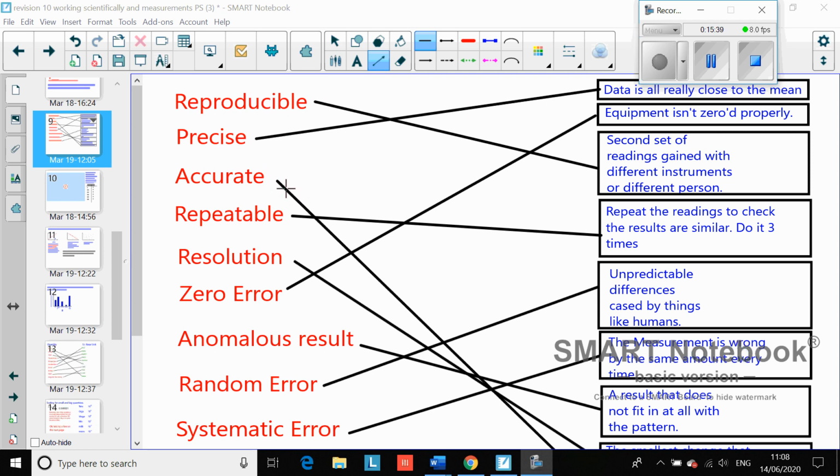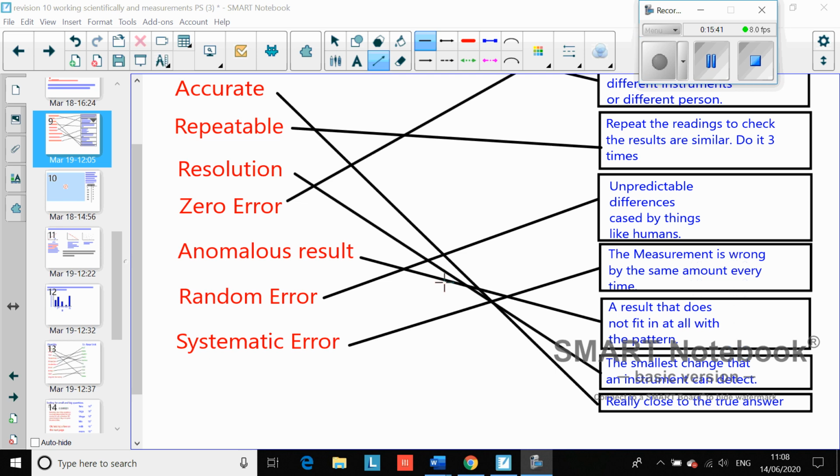Accurate. Now, accurate, if we scroll down here, means it's really close to the true answer. So what that means is, say for example, you had a number that was 3.47892, something really long like that, but the true answer was 5, then an answer of say 4.5 would be more accurate than 3.721 because it's closer to the true answer. Okay, closer to the true answer.